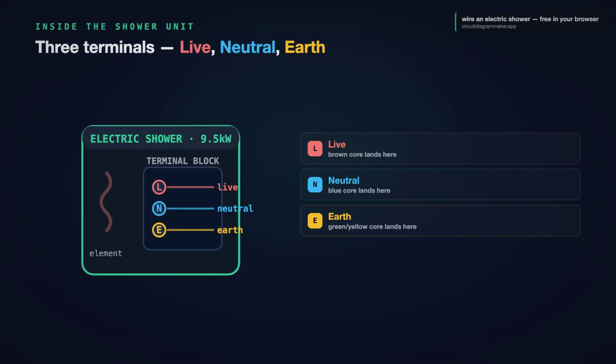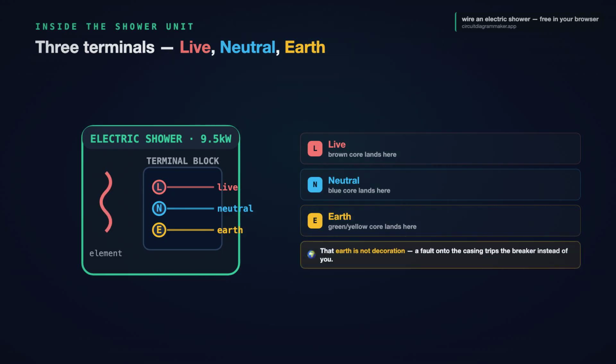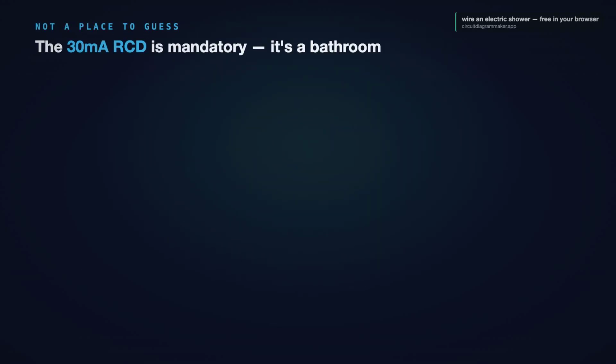Bond it properly, and if a fault ever puts live onto the metal casing, the earth carries it away and trips the breaker instead of you. Live, neutral, earth, 3 wires landed tight, cover back on. Now the safety, because a shower circuit is not a place to guess.